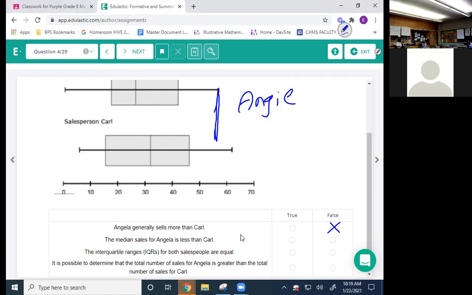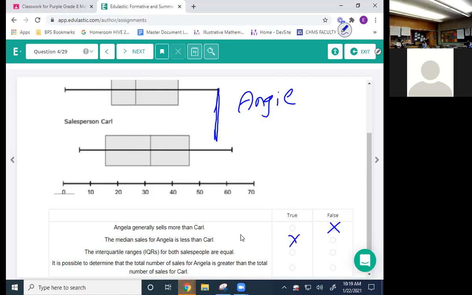Now, the median. The median sales for Angela is less than the median sales for Carl. Do we agree with that statement, or is that a false statement? True or false? What do we think? Let's see. Gwen says true. Okay, I happen to agree with that.